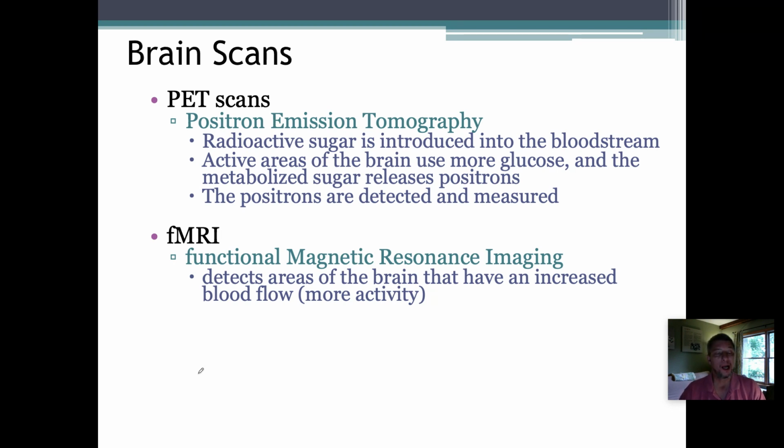All right. And fMRI can be used on other parts of the body as well, not just on the brain. But the way that this works is that it detects the amount of blood flow into an area of the brain. All right. And because there's more blood flow to an area indicates that that area is more active than an area that has less blood flow. All right. So PET scans and fMRIs are the two major types of brain scans that are currently used in order to examine working brains.